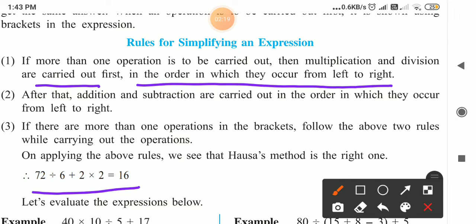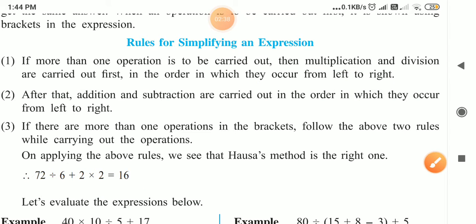Suppose we have to solve this expression. If you see here, the first operation is division, then addition, and then multiplication. From left to right, first division comes, so we have to solve the division first, then multiplication, and then addition and subtraction. This is the rule of solving the expression.